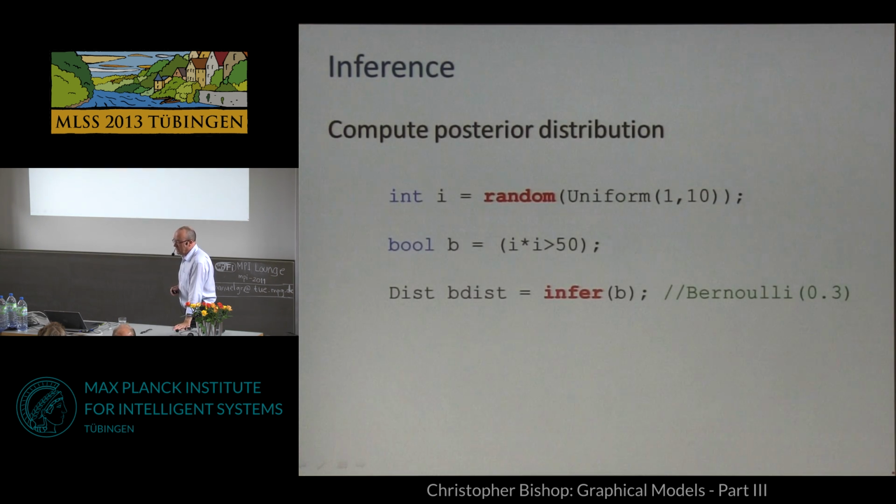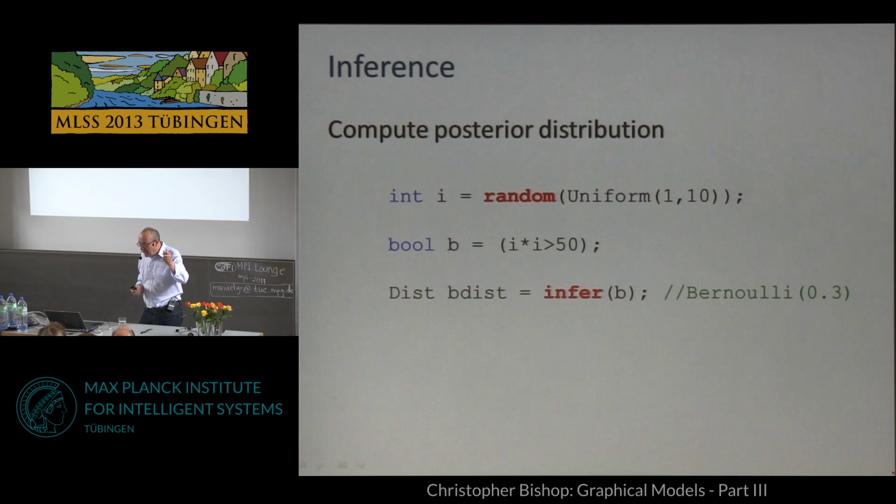The third thing we need to do is to run inference. So we have to have a third keyword, say infer, which says go and do inference. In other words, compute posterior distributions for me. So here's a simple example. We have an integer I, which is a random variable, and it's uniformly distributed between 1 and 10. So it's like a 10-sided die.